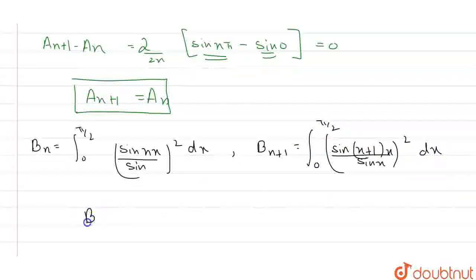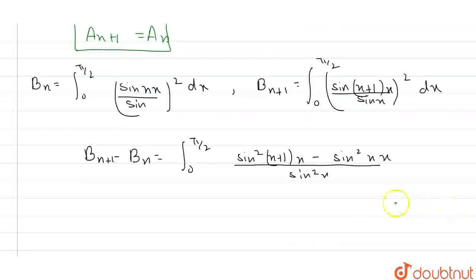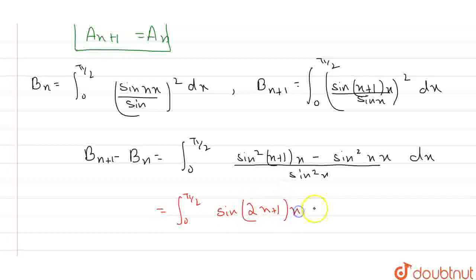Again we will subtract them, bn plus 1 minus bn. With the same limits 0 to pi by 2, this will become sin square((n plus 1)x) minus sin square(nx), all over sin square x. This can be opened using the formula a square minus b square equals (a plus b)(a minus b). So this will be the product of sin(a plus b), which is sin((2n plus 1)x), and sin(a minus b), which is sin x.